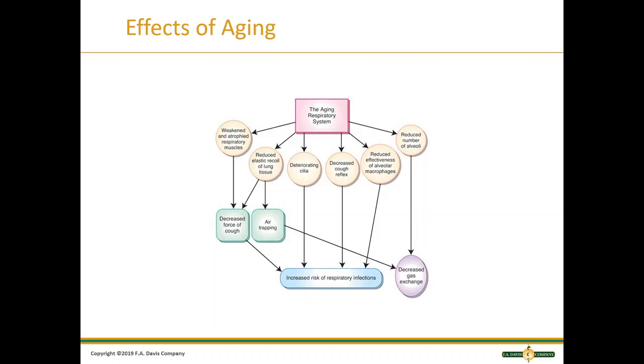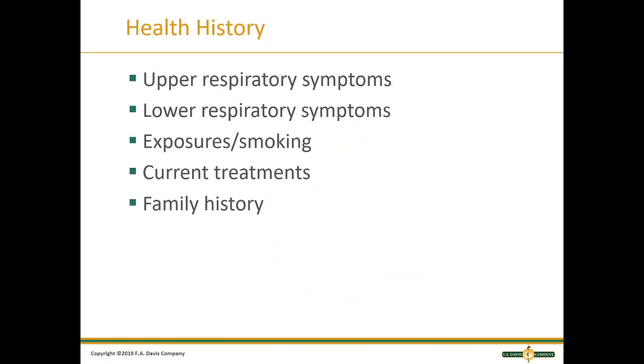This is basically a concept map talking about how the process of aging affects our breathing, like with decreased cough reflex, reduced effectiveness of alveoli, where you're more at risk for pneumonias and respiratory diseases like emphysema and those types of things, right?